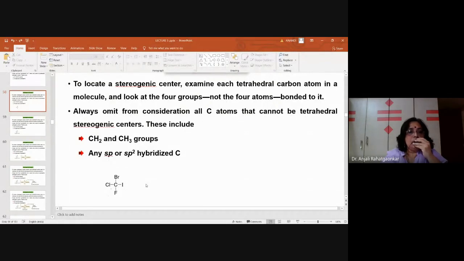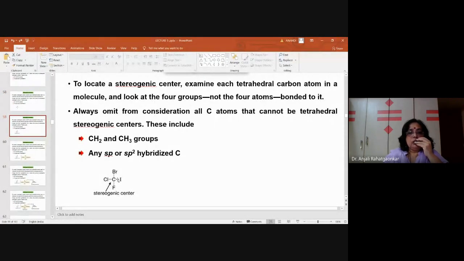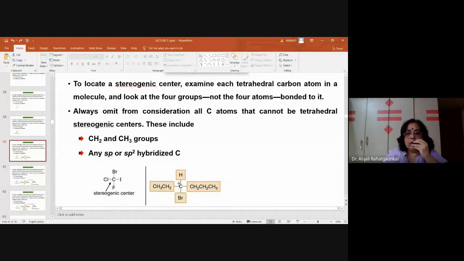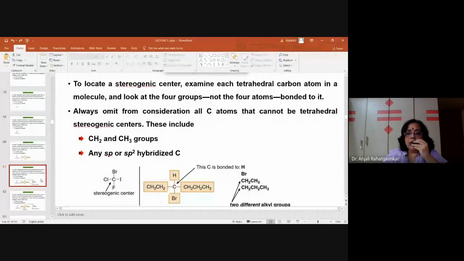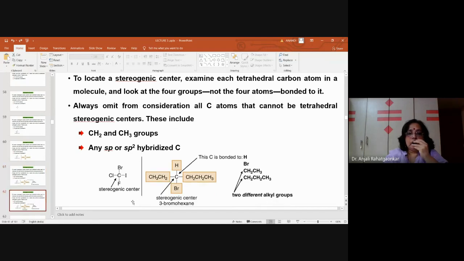ठीक है, इसमें सिर्फ आपको स्टीरियोजेनिक सेंटर दिखाना है। सो दिस इज अ स्टीरियोजेनिक सेंटर, दिस इज अ स्टीरियोजेनिक सेंटर. Then moving to the next molecule, this carbon. All right, this carbon is a stereogenic center. Okay, सिर्फ मुझे आपको स्टीरियोजेनिक सेंटर दिखाना है, क्योंकि दिस कार्बन इज कनेक्टेड विथ हाइड्रोजन, Br, CH2, CH2, CH3 and CH2, CH3. So two different alkyl groups are present. So this is a stereogenic center, 3-bromohexane. All right.